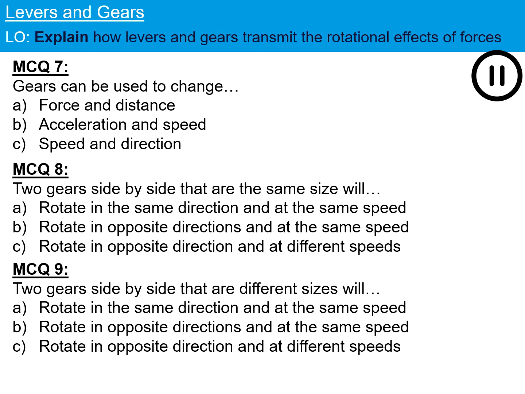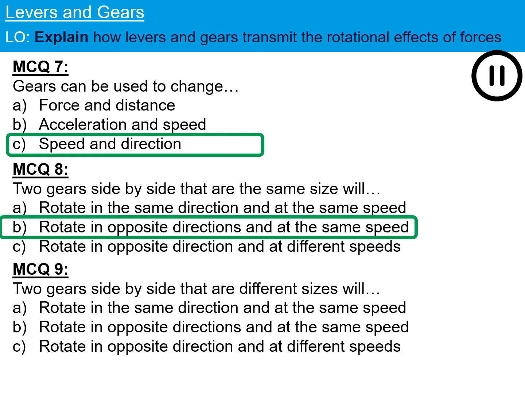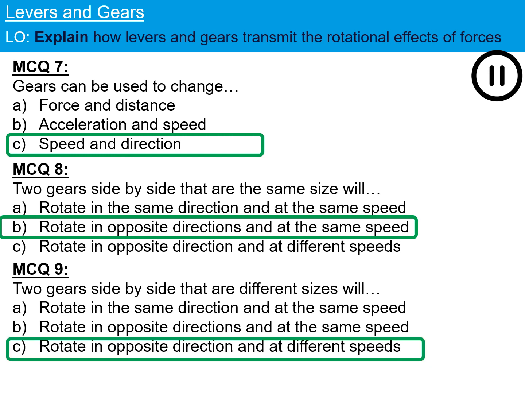Good, so you should now have answers A, B and C in front of you for questions 7, 8 and 9. Number 7: gears can be used to change the speed and the direction. Number 8: two gears side by side that are the same size will rotate in opposite directions, but they will be at the same speed. And number 9: two gears side by side that are different sizes will rotate in opposite directions and at different speeds.